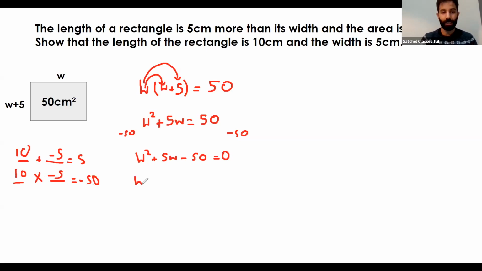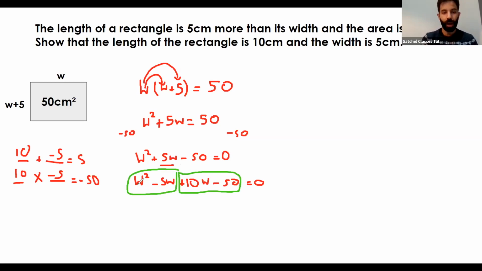So this is going to be w squared. We're going to break this 5w down to minus 5w plus 10w minus 50. And that is equal to 0. Again, split your equation into two halves. So that's one half, and that's the other half, and factorize each half.